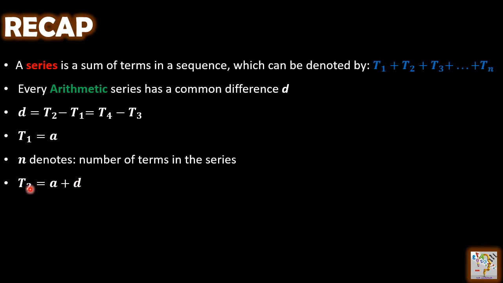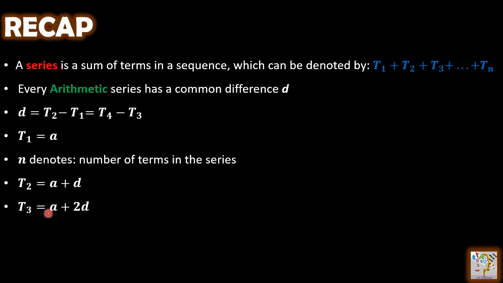Our N in this case is 2, because there will be 2 terms if you say T2. So 1 is actually 1 less than N. Every time, the coefficient of D in an arithmetic series will be 1 less than this. If this is 2, here it will be 1. If this is 3, here it will be 2. If this is 4, here it will be 3. So the coefficient is always 1 less than the number of terms.